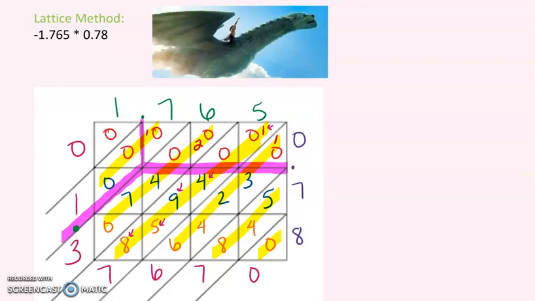Now we didn't talk about this at the beginning, but we need to remember, just like we talked about last time, that a negative number times a positive number is negative. So my final answer for this problem is negative 1.3767. The zeros at the beginning and the end of the number are absolutely not necessary, so we don't need to write them. And that is the lattice method using decimals. Not too bad.